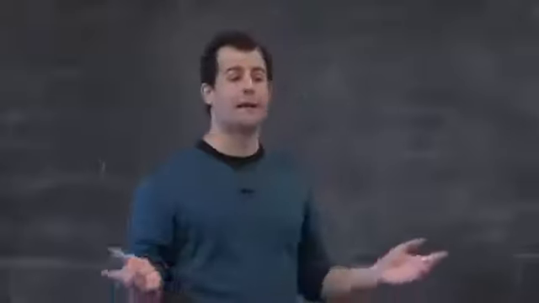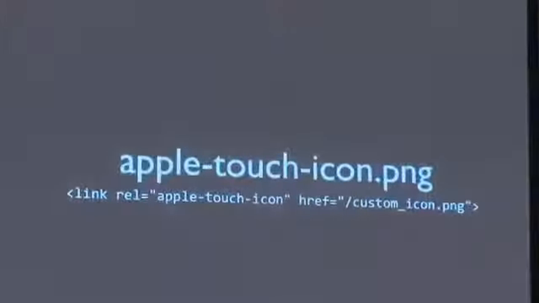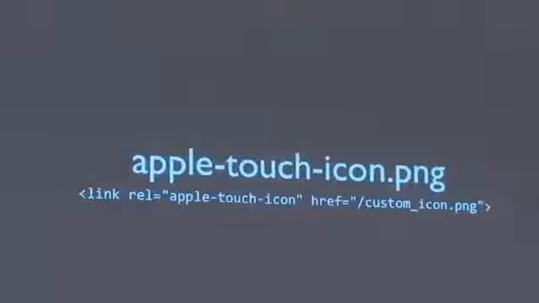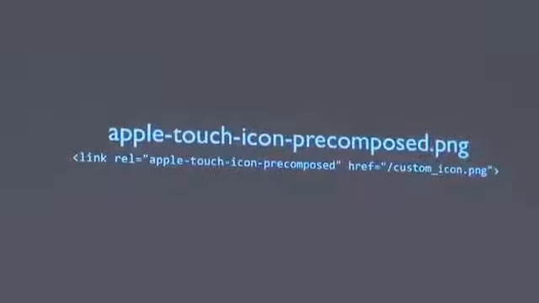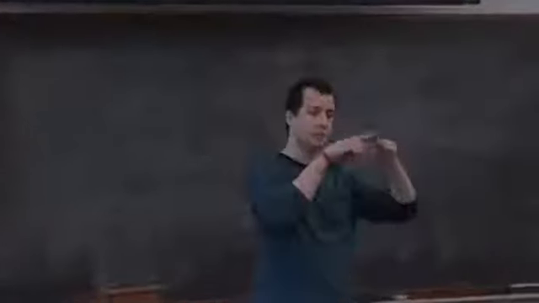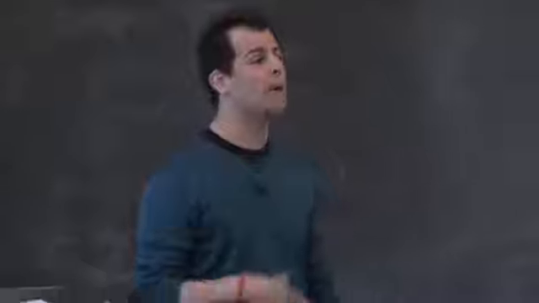So what about a custom icon? You can do that by simply specifying the location of a PNG that the phone should use to actually store on the home screen. You can do pre-composed. So this is, again, we won't spend much time on these details, but a normal image is just an image that Apple will then add some sexy glossy look to it. But if you would like to do that yourself in Photoshop, pre-composed means you made it look sexy yourself. It should not do any special rendering of that icon.